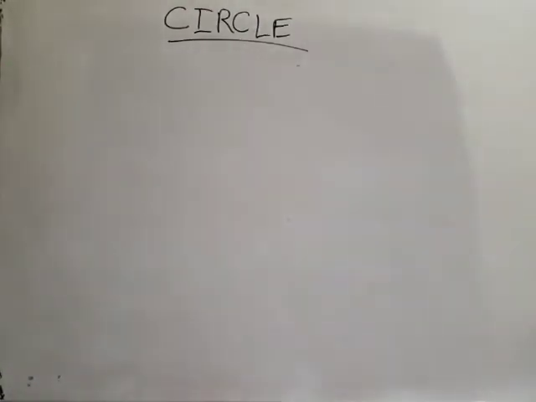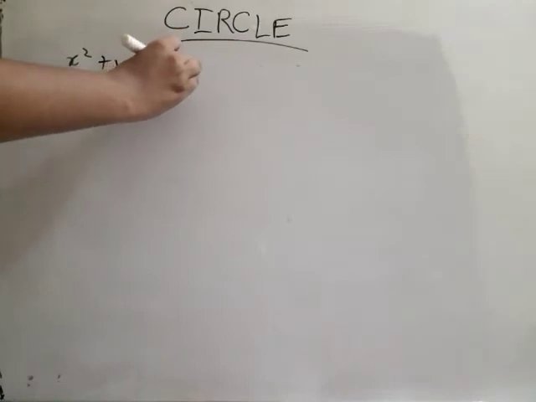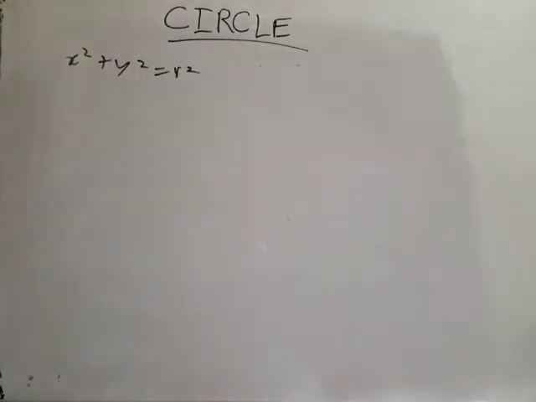Let us see what is the equation of a circle which has center at origin. It is x square plus y square equal to r square. This will be taken as a general equation.